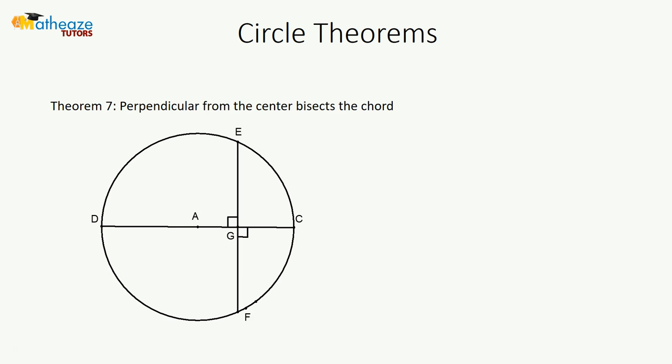So theorem 7 states that the perpendicular from the center bisects the chord. A represents the center of the circle. So this is DAC, that perpendicular, and EGF is our chord. So they form 90 degrees at the point of intersection.